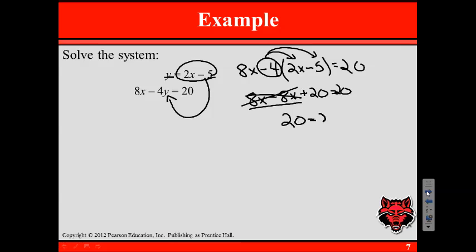And we're left with 20 equals 20. Whenever the variables cancel, we are either going to be left with a true statement or a false statement. In this case, 20 always equals 20, so this is true. True statements mean that your two lines are actually the same exact line. It's just the equations are written in a different form. So in this case, we would say that we have infinitely many solutions, meaning that because these are the same lines, they would lie right on top of the other.